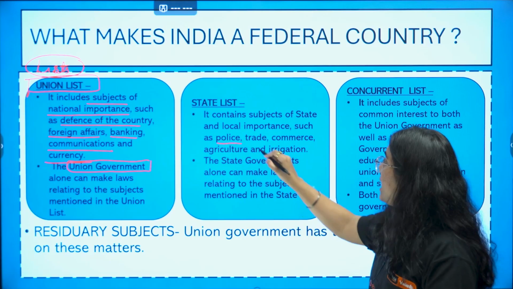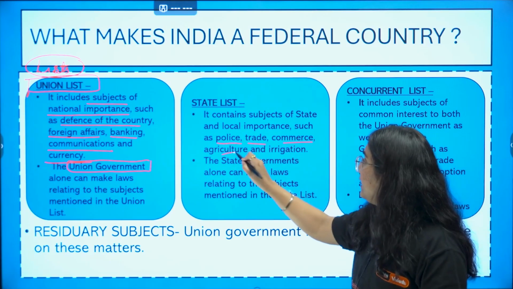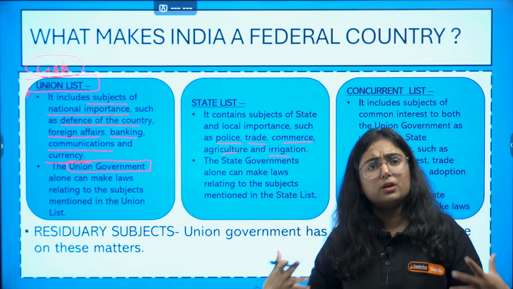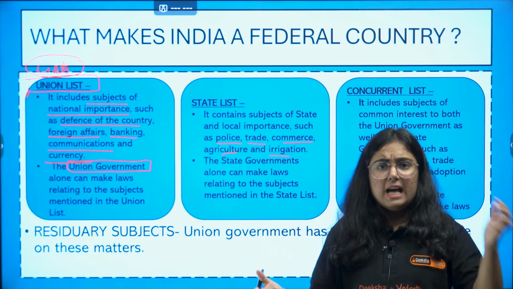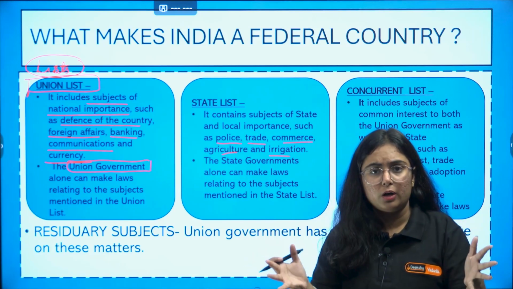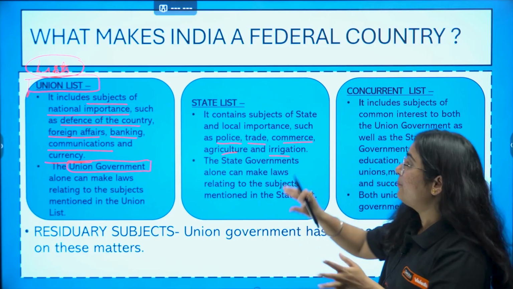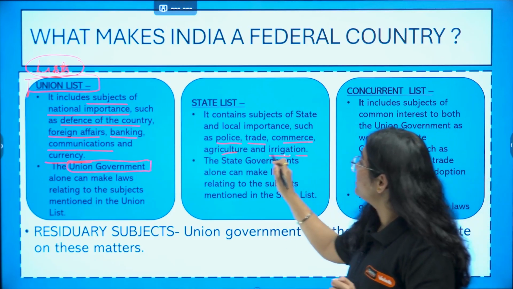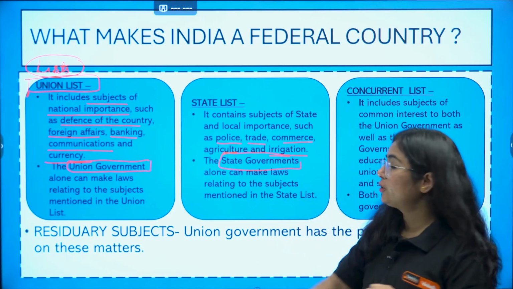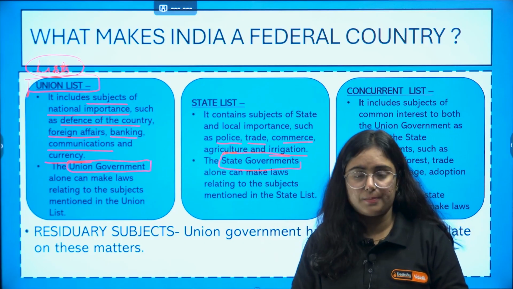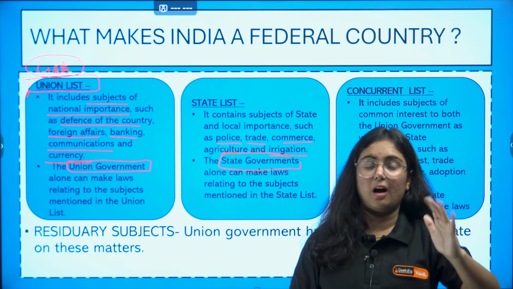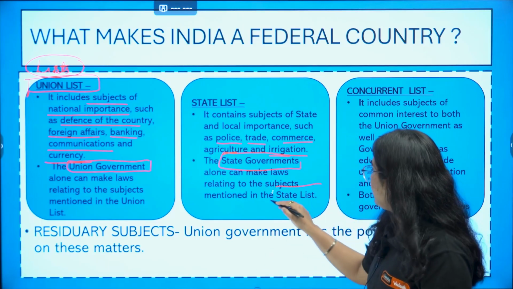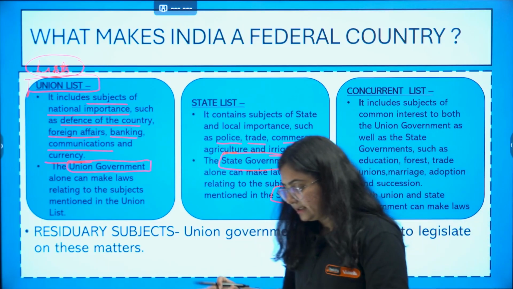Other than police, we have trade, commerce, agriculture and irrigation. See, agriculture is different for different states, right? Is it the same for all the states? No. This is the reason we have put it in the state list, and the state government has the power to make laws on this subject. Who has the power to make laws on this subject? The state government.